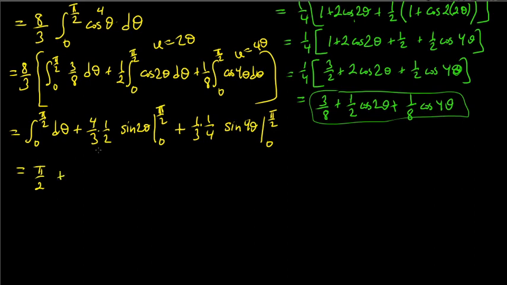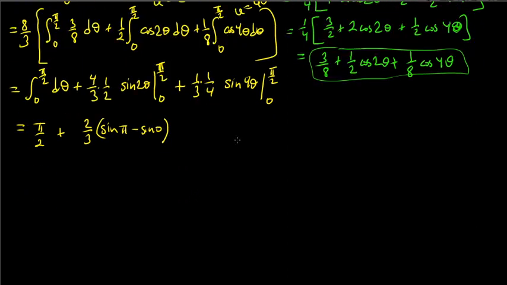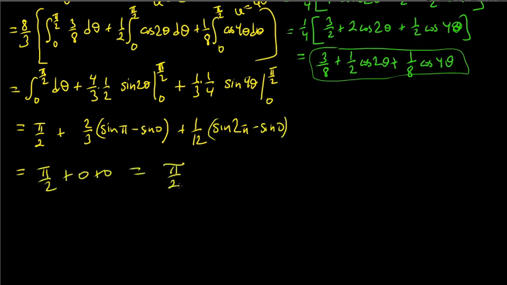Okay, so this will just be 2/3 times the sine of pi minus the sine of 0. So that's just 0. Plus 1/12. And then this is going to be sine of 2 pi minus the sine of 0. So that's also just 0. So in the end, we just get pi over 2 plus 0 plus 0. So the answer, after all that, is pi over 2.